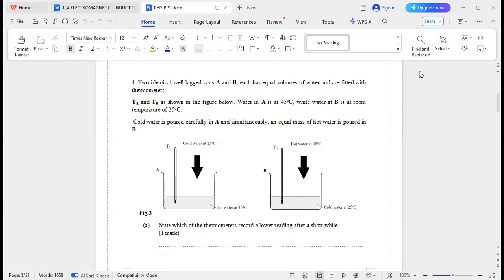Yes, Meshak? Excuse me, can you repeat the answer of A? The answer for A. Thermometer B. Then the explanation: cold water in A easily gains heat by convection, unlike in B, where cold water is denser, hence sinks to the bottom.